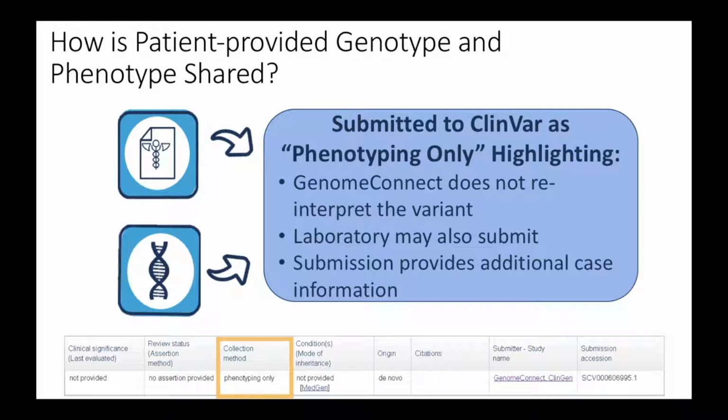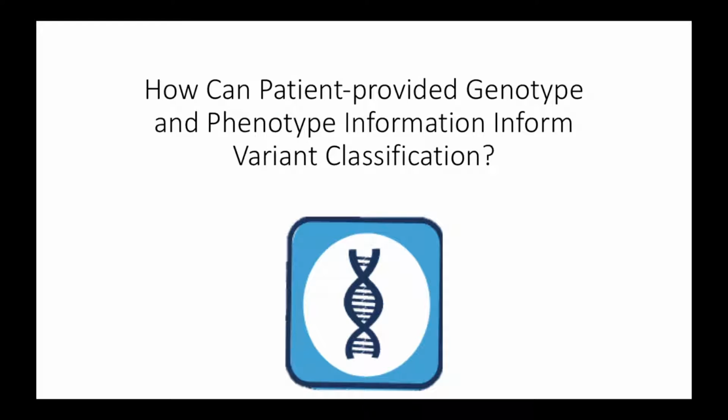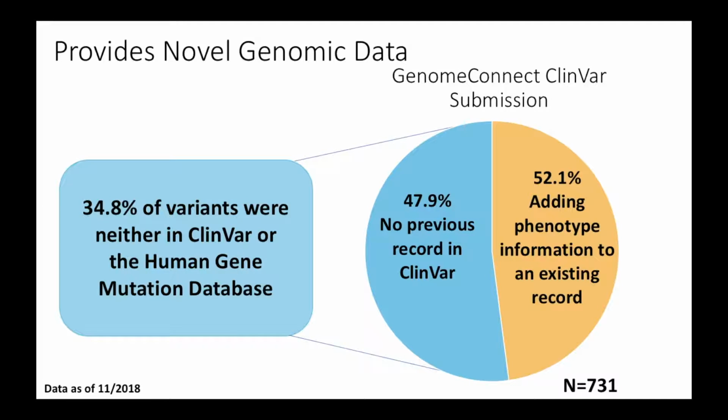This submission type highlights that Genome Connect does not make an attempt to interpret the variant independently, and makes it clear that the laboratory that completed the participant's testing may also submit to ClinVar. Once this information is available, how can it be used to inform variant classification? From our experience with Genome Connect, we recognize that patients opting to share their information are an important source of genomic data that otherwise may not be publicly available.